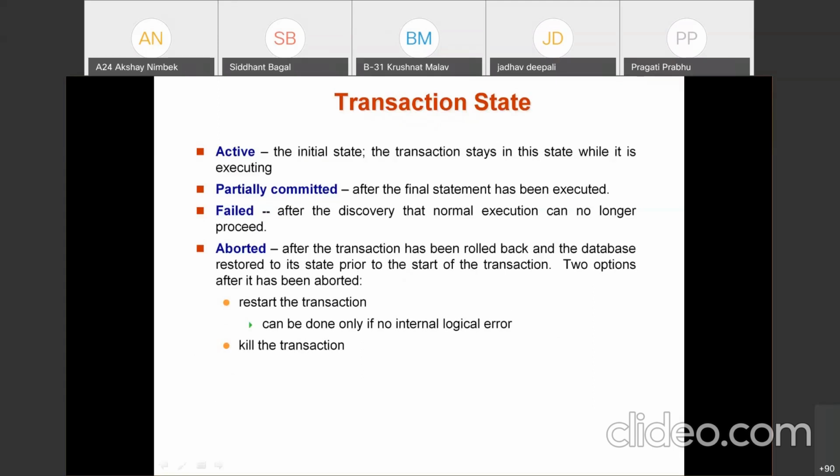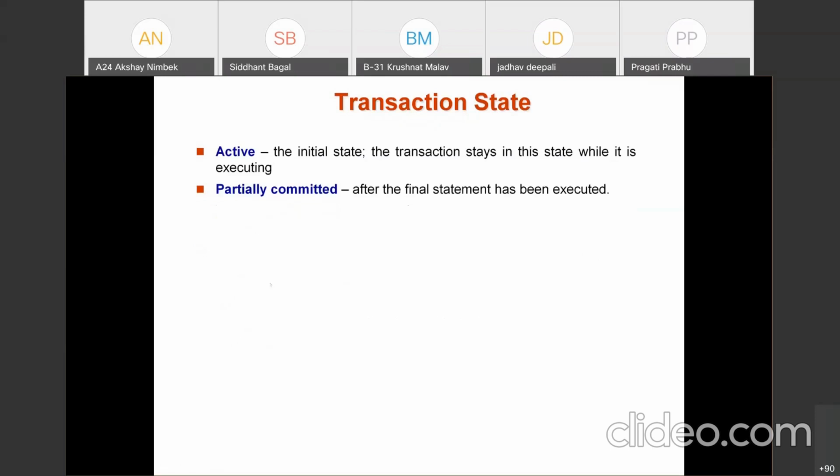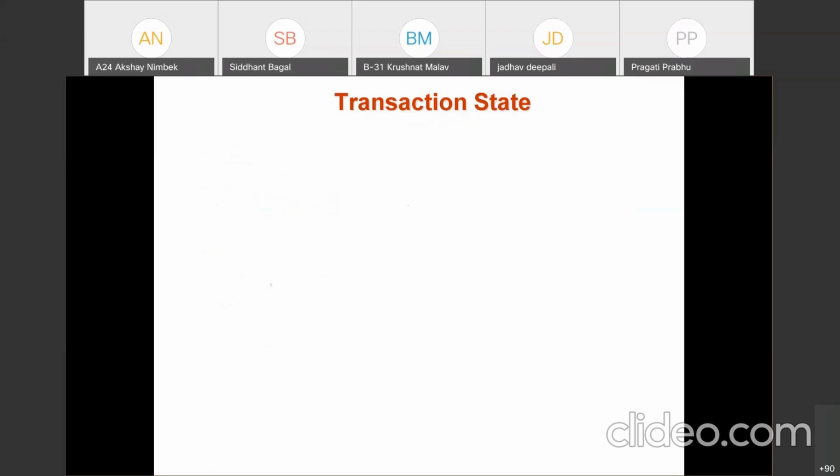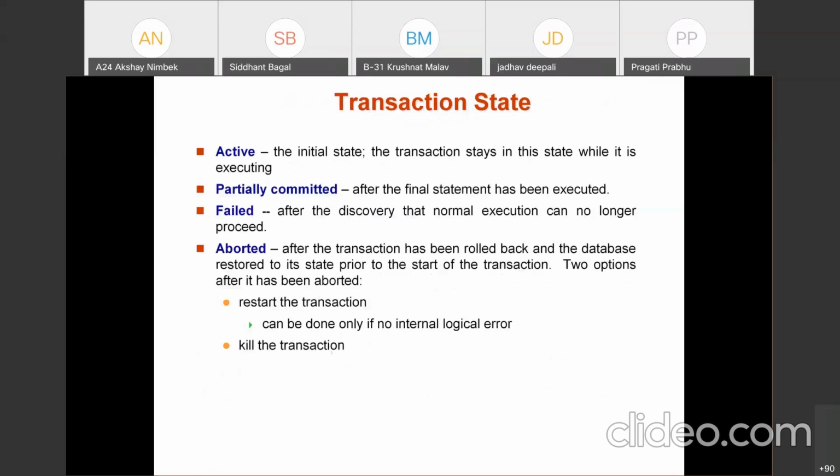So here aborted means two actions are possible, any one of these. First, restart the transaction: if there are no internal logical errors, restart the transaction, starting from the first instruction again. Or second, kill the transaction and rewrite it again.